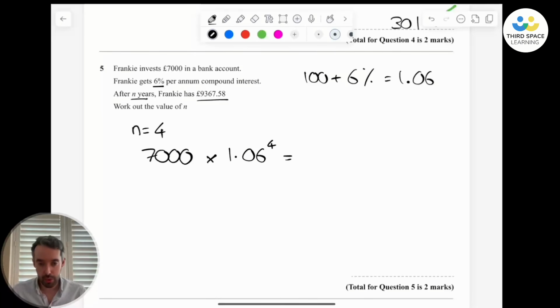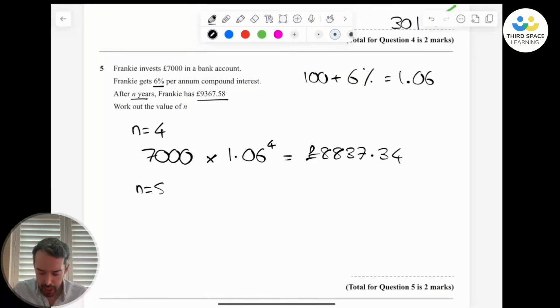Straighten the calculator really, really carefully, and we get 8,837.34. So it's not bad. We're not far away, are we? So we need to go a bit higher. So we need another year.